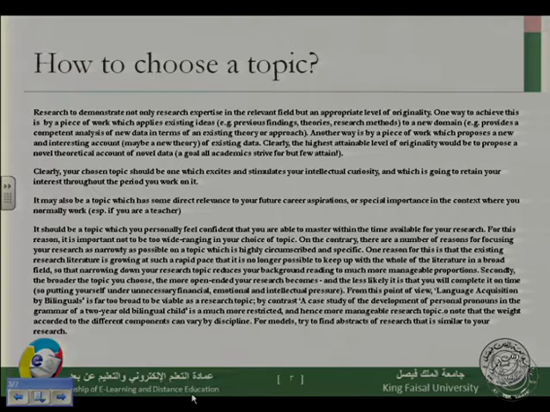It should be a topic which you personally feel confident that you are able to master within the time available for your research. This is another important issue, which is ability. Here, the word is able: you should be able to master your research within the time. Let's say that next semester you are required to produce a research within 2 or 3 months. You need to choose a topic that's doable within 2 or 3 months. Do not choose a very wide topic that cannot be done in 2 or 3 years. So this is very important.